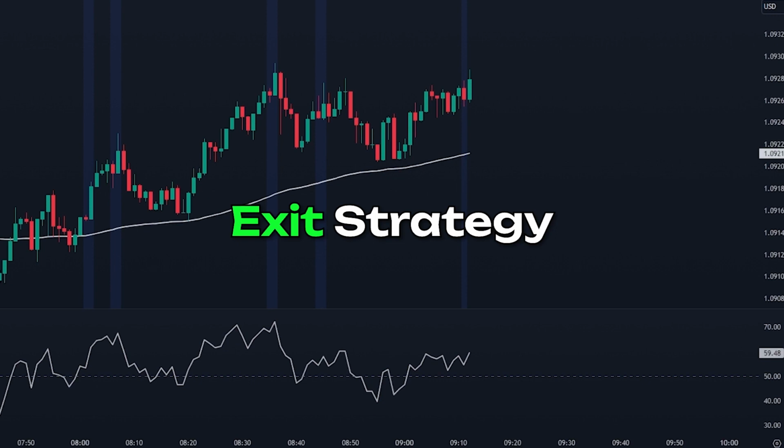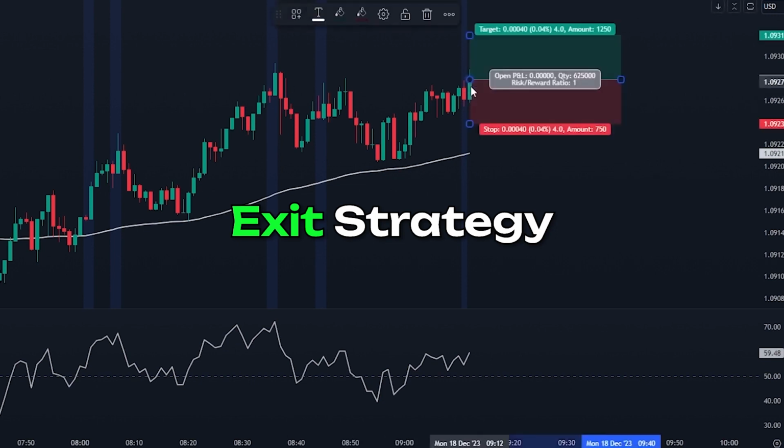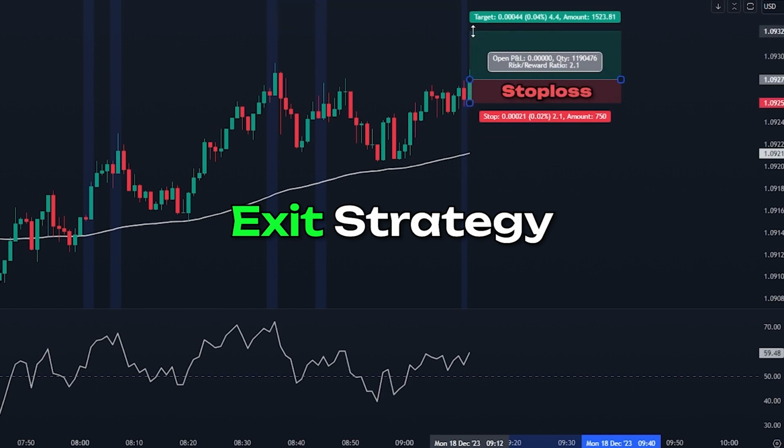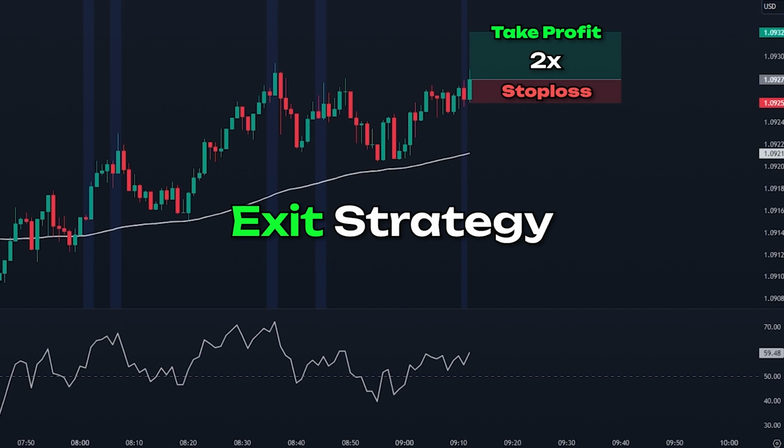Now for our exit strategy, once you've entered the trade, you want to set up your stop loss below your entry candle here and set your profit target at 2 times your stop loss. So now let's look at this strategy in action.